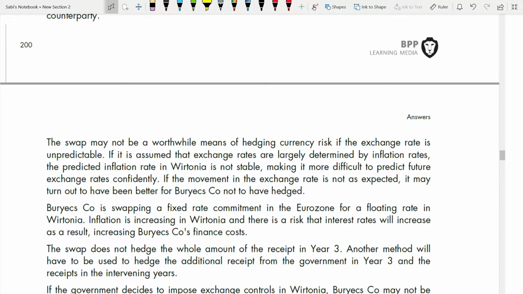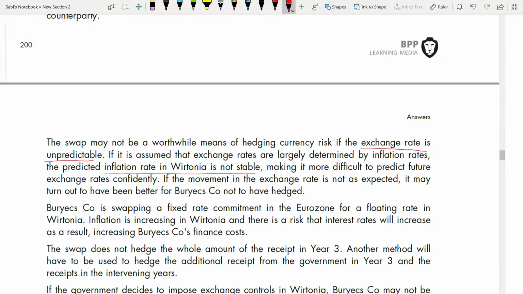The swap may not be a worthwhile means of hedging currency risk if the exchange rate is unpredictable. If it is assumed that the exchange rates are largely determined by inflation rates, the predicted inflation rate in Vertonia is not stable, making it more difficult to predict future exchange rates confidently. You see that the inflation rate in Vertonia is not stable.